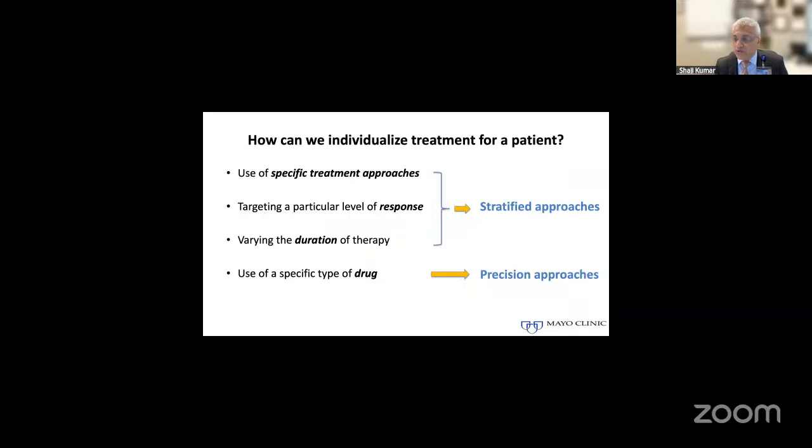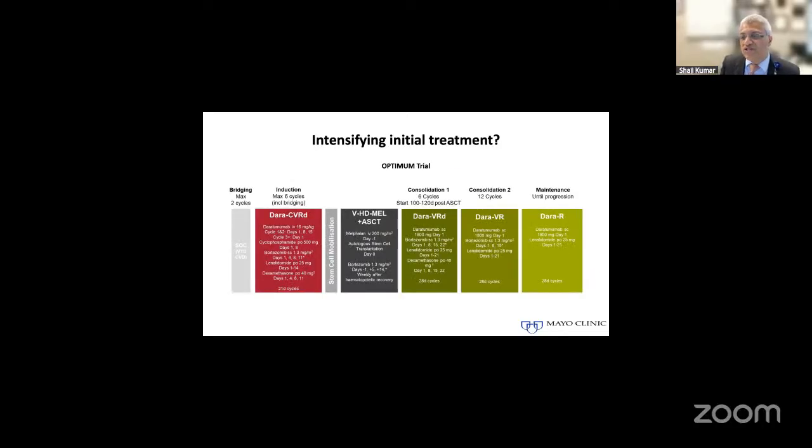So the stratified approach is what we use most commonly, which is a specific type of treatment approach, transplant versus no transplant, tandem versus single transplant. Or can we target a particular level of response? We want to achieve MRD negativity to the level of -5 or -6. And you can vary the duration of therapy, treatment till progression, or treatment for a year, treatment for 2 years. So these are all stratified approaches. Anybody with high risk or anybody with intermediate risk, you might take one approach versus the other. But using a specific type of drug is closer to what you would want to do for a precision-based approach. So let's think about the stratified approaches, right?